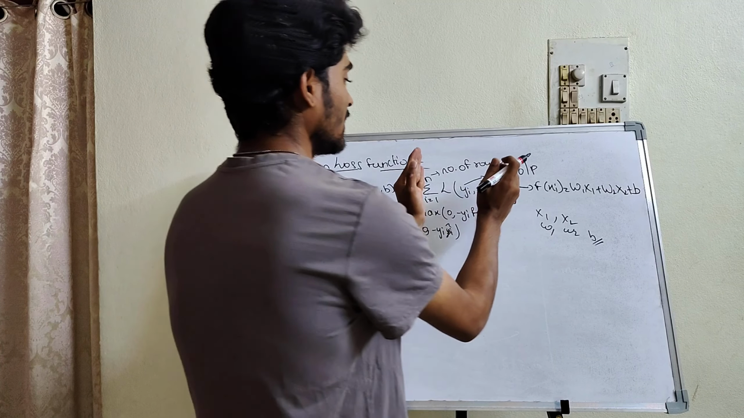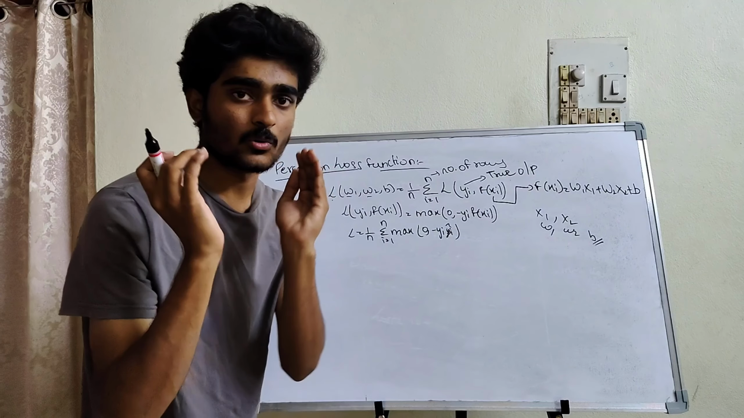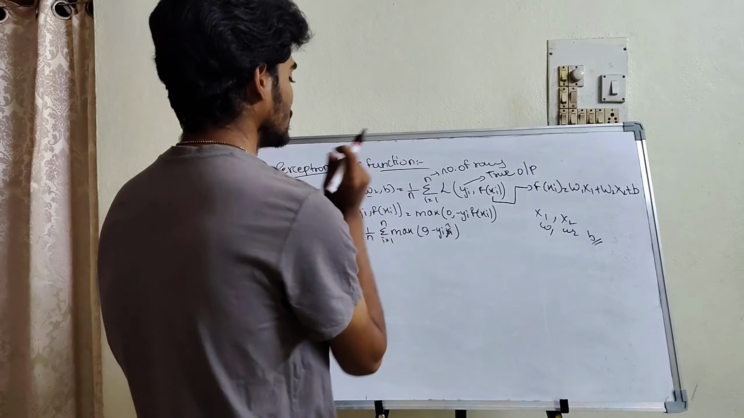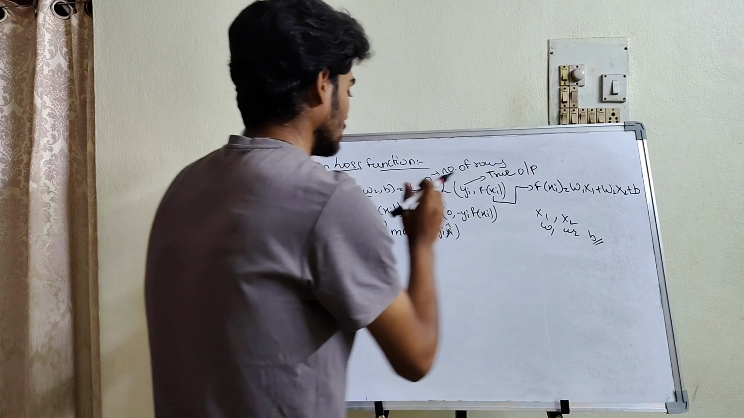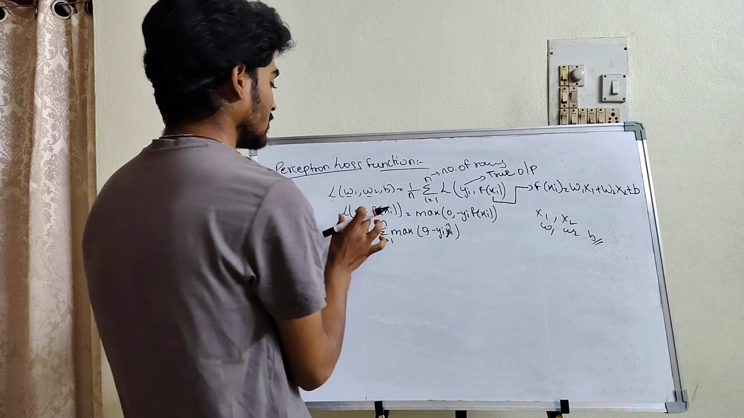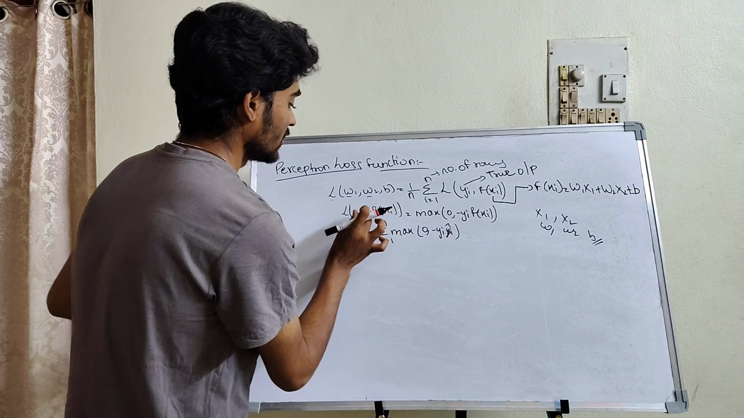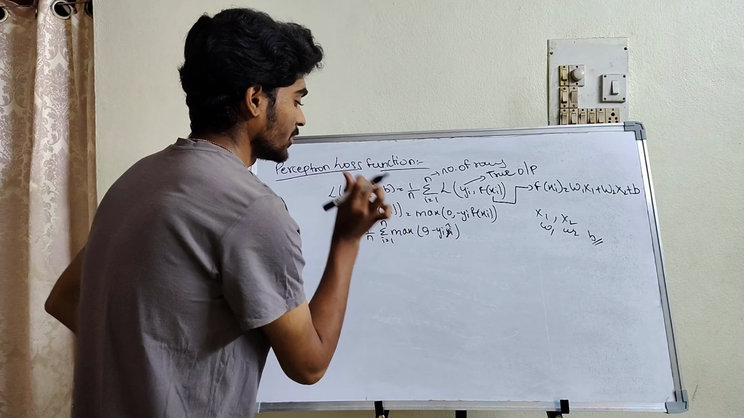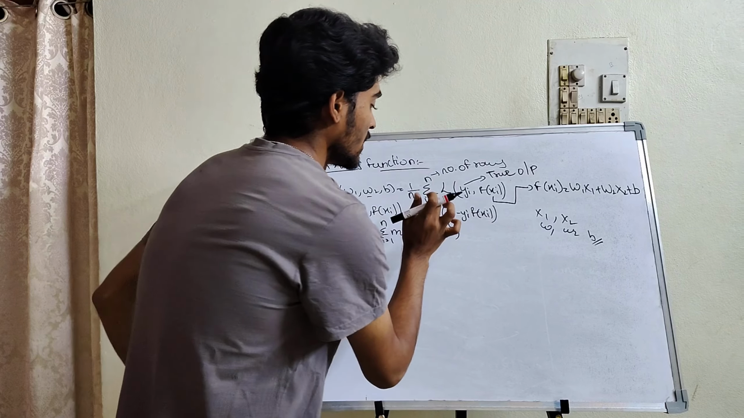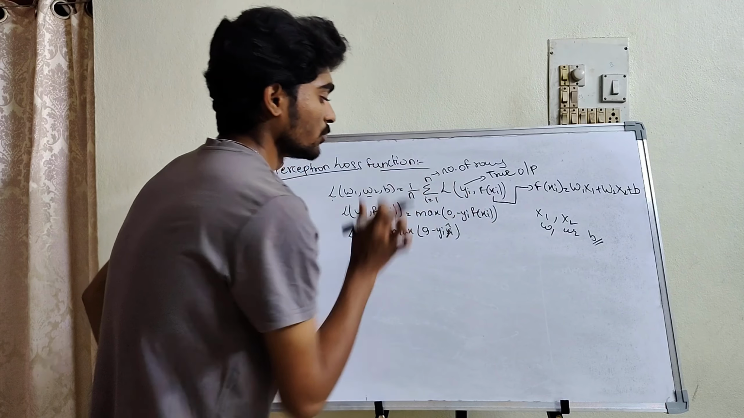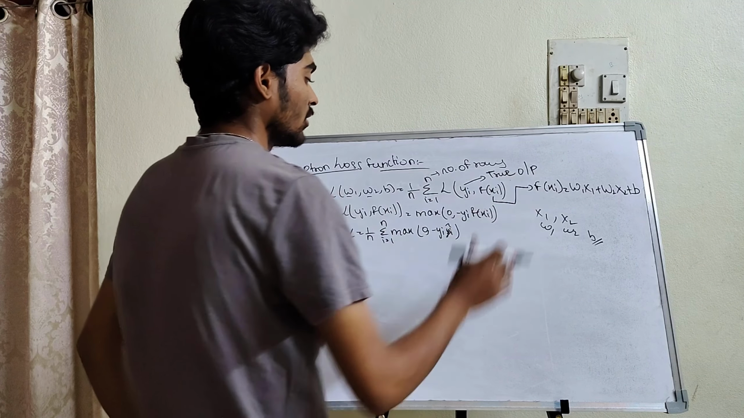Okay, now let's see how loss for an individual row is calculated. Now the loss for an individual row, this is for n number of rows, this is for an individual row. Loss for an individual row is calculated between yi, the true output, and the predicted output, and is equal to max, meaning among these both, whichever is maximum will be your output.